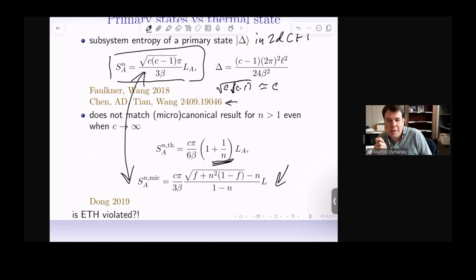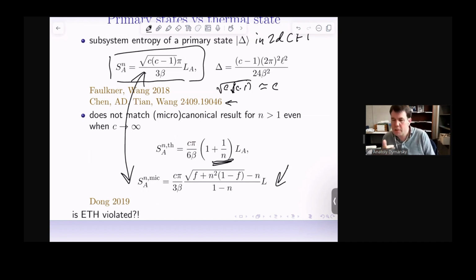The only instance when they look the same, there are two instances. If you consider von Neumann entropy, n equal 1, or you consider arbitrary n, but a very, very small subsystem. Okay? So what is the conclusion here?